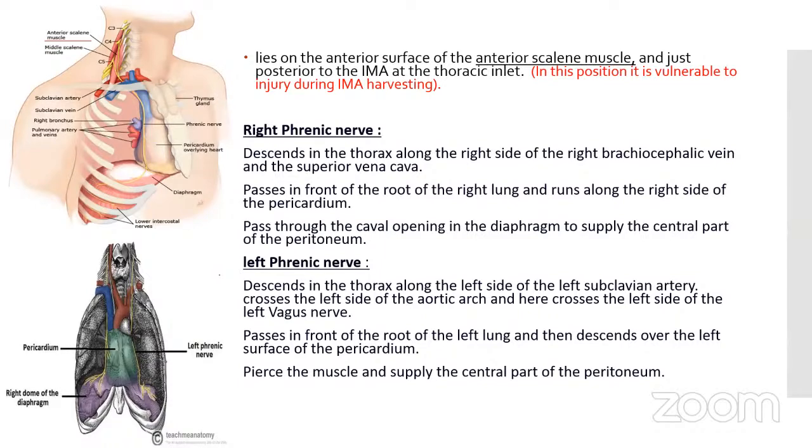The left phrenic nerve descends in the thorax along the left side of the left subclavian artery. It descends over the left surface of the pericardium, which separates the nerve from the left ventricle. On reaching the diaphragm, the terminal branch pierces the muscle and supplies the central part of the peritoneum.